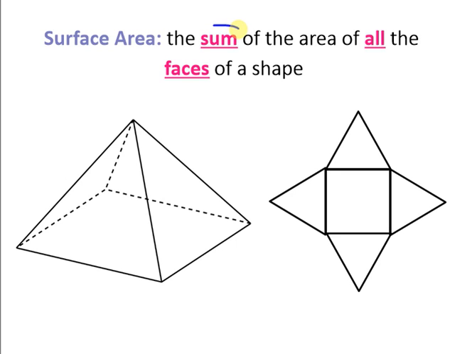So surface area is going to be the sum of the area of all of the faces. So we're going to be adding up all of the faces. This is what a rectangular or square pyramid looks like when it's put all together. You're going to see that it's going to have a square or a rectangular base. And then all of the sides are going to be triangles that come together at a vertex. And then here is a net of that pyramid.